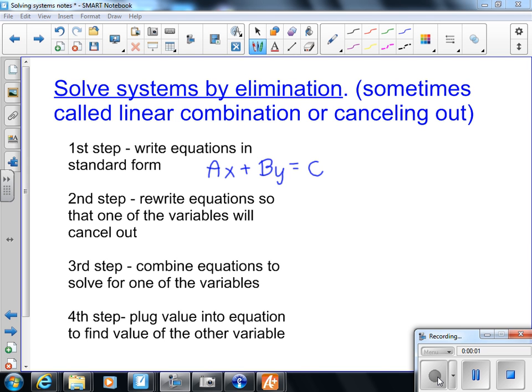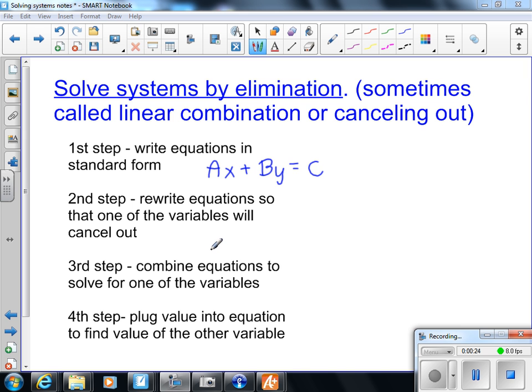Today we're going to be working on solving systems by a method called elimination. Sometimes it's called linear combination or canceling out. Now there are 4 basic steps to using this method. The first step is you need to write your equations in standard form. Standard form is ax plus by equals c.